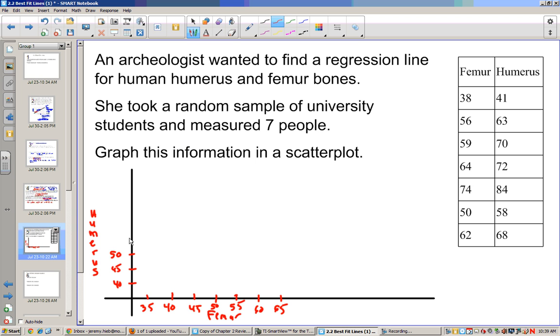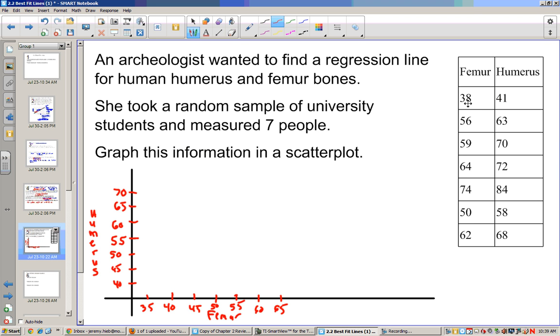So you just want to pick some scale that will be able to display the data on your graph. And we don't have to use 0 in here. So this really isn't the x-axis or the y-axis where it will meet at 0, 0 here. But we can use this to graph our data.